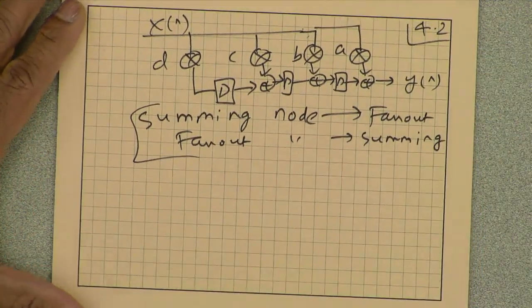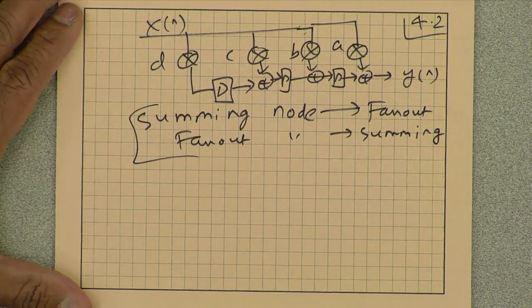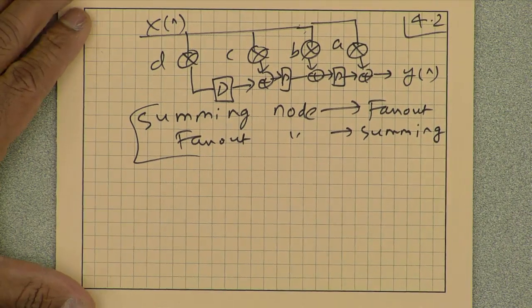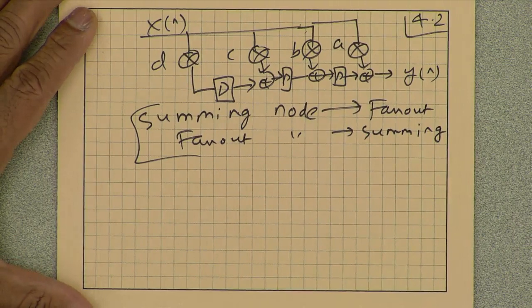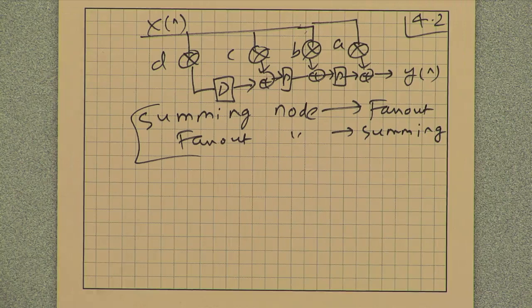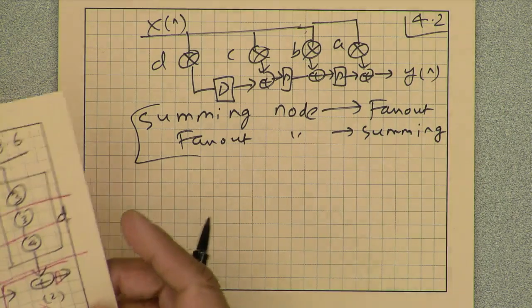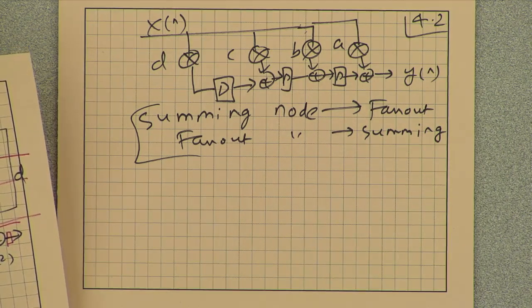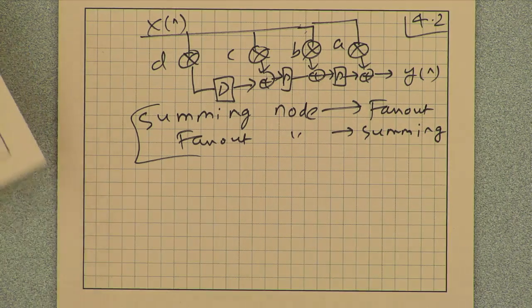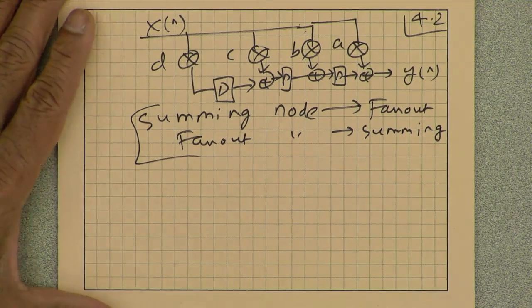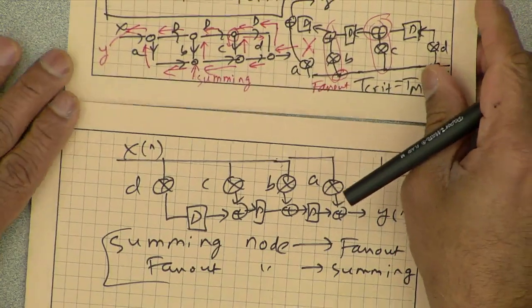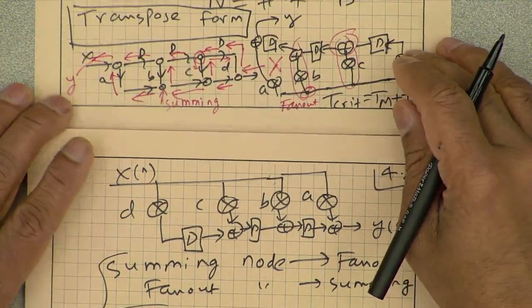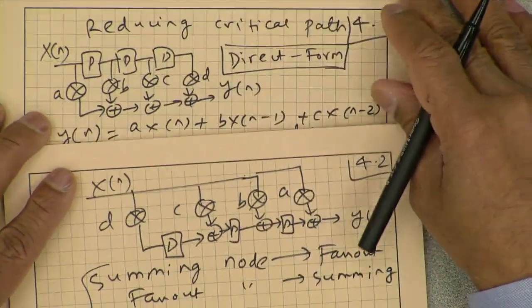Okay. The good thing about this is the transpose operation reduces the critical path to a multiply add independent of the order of the filter, and so that's one advantage compared to the direct form. So let's think briefly about what might be some of the good things about the direct form and the good things about the transpose form.